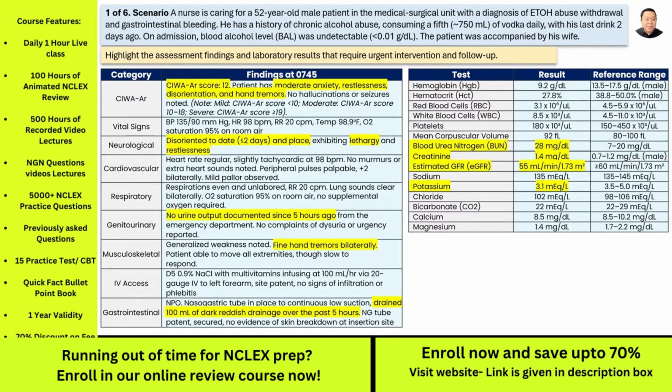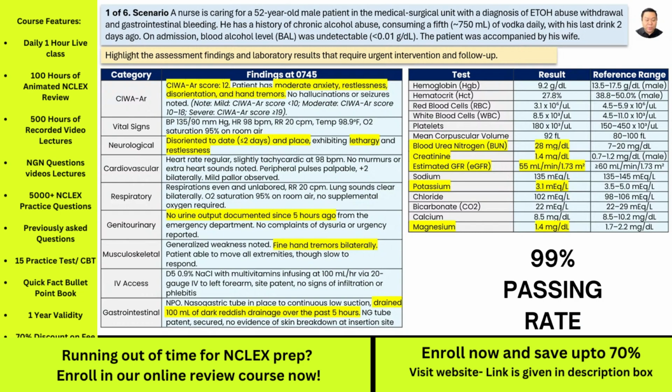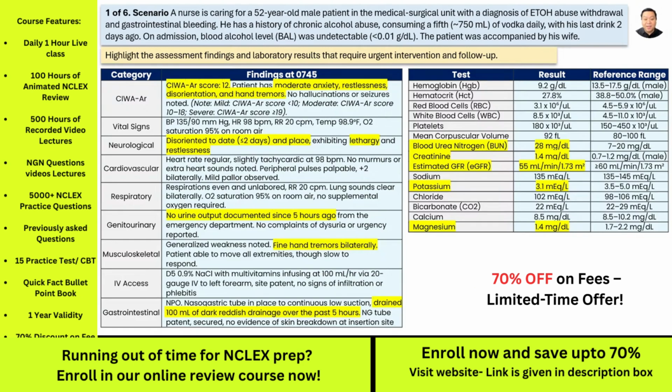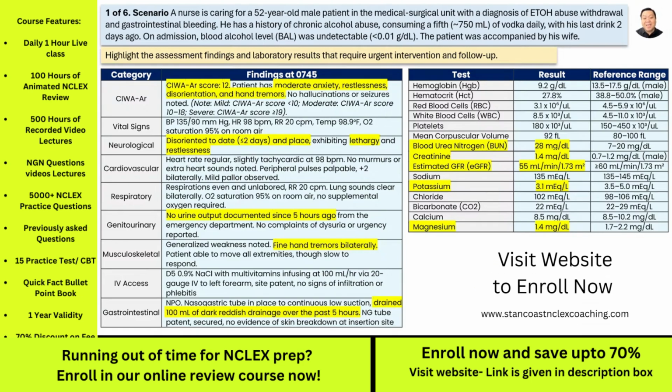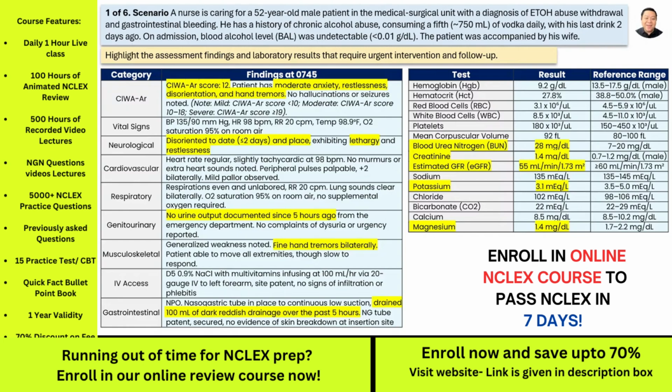Now, the next lab value that you should pay attention to is the magnesium level of 1.4 milligrams per deciliter. In reference to the range, it should be around 1.7 to 2.2 milligrams per deciliter. This is concerning because magnesium plays a big role in stabilizing the nervous system. And in alcohol withdrawal, the low magnesium can increase the risk of seizures and also can worsen the tremors and the agitation. The magnesium itself can also affect the potassium regulation.